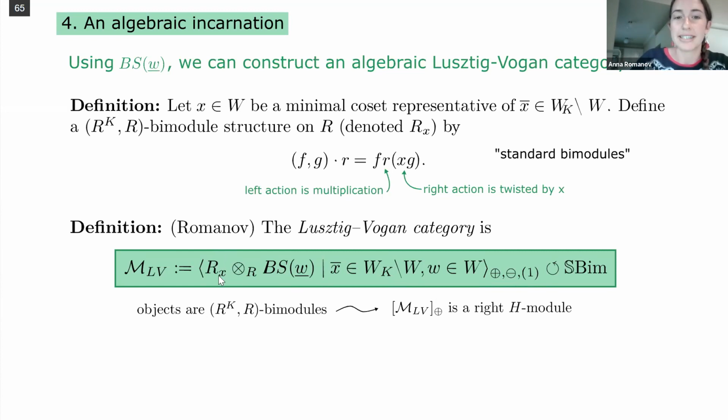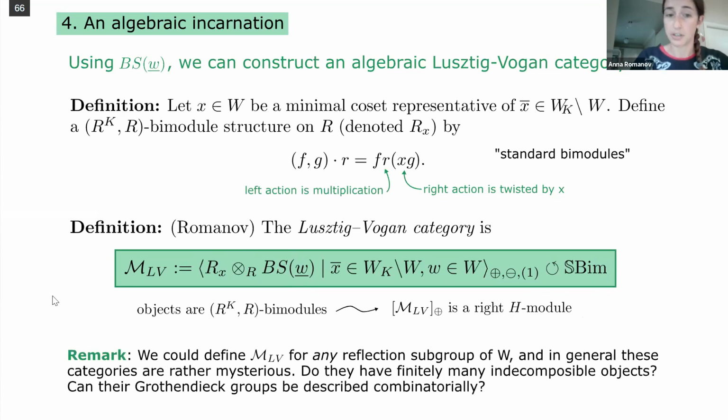And this category is sort of exactly analogous to the geometric definition we had of the Lusztig-Vogan category, where before we were taking our ICs corresponding to closed orbits, and we were convolving with elements of the geometric Hecke category. Now we're taking standard modules, which correspond to minimal coset representatives, and we're tensoring with generators of the algebraic version of the Hecke category. And because of this construction, this thing naturally comes with a right action of the category of Soergel bimodules. And it has a property that if we take its Grothendieck group, then we end up with a right H module.